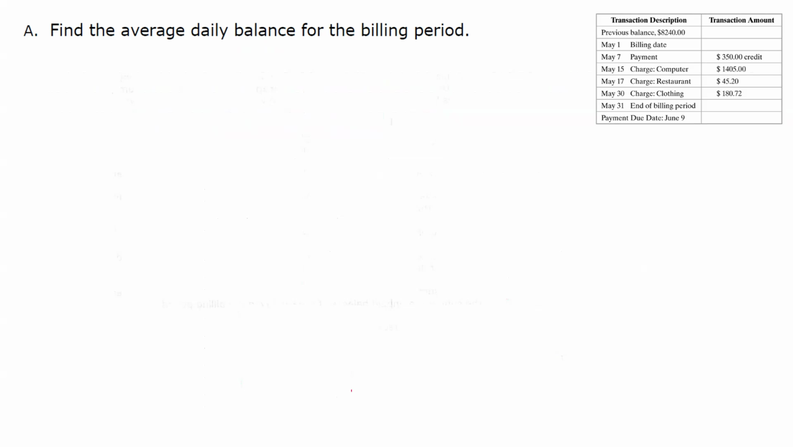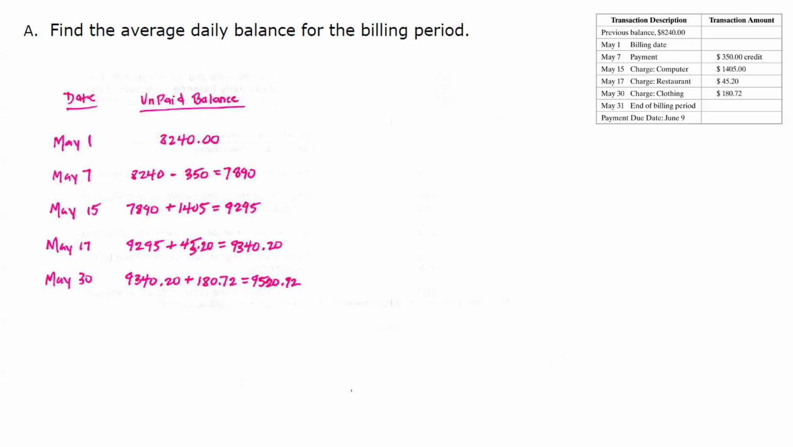So part A is telling us to find the average daily balance for the billing period. So we begin by first making a table that shows the beginning date of the billing period, each transaction date, and the unpaid balance for each date. In my first column here, I'm going to have the date, and I'm going to have the unpaid balance in my second column. For the date, I'm going to list all the dates that were given to me: May 1st, May 7th, May 15th, May 17th, and May 30th.